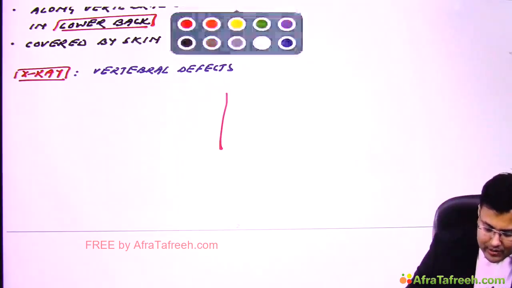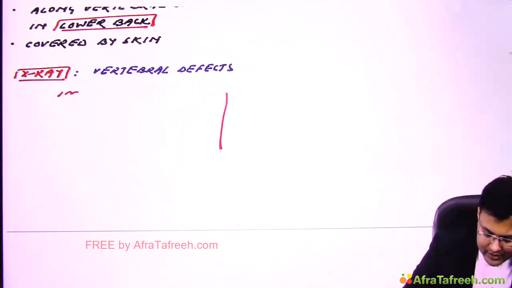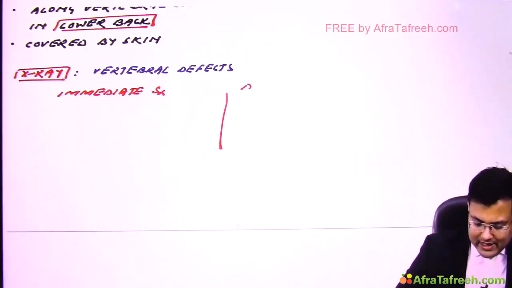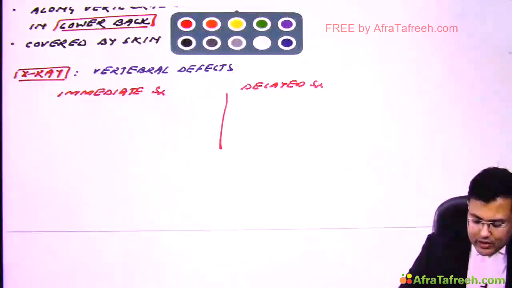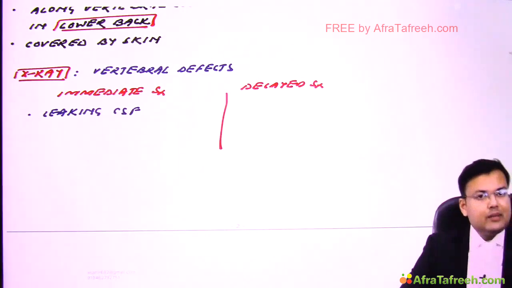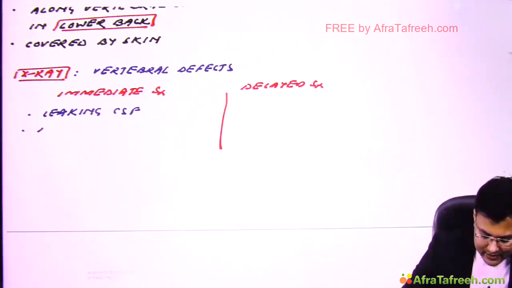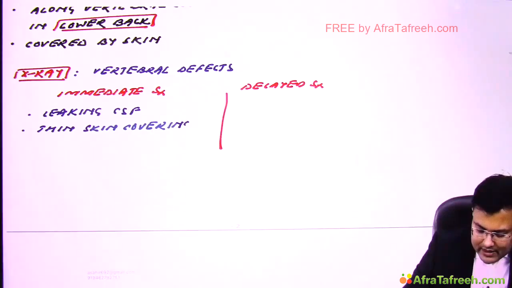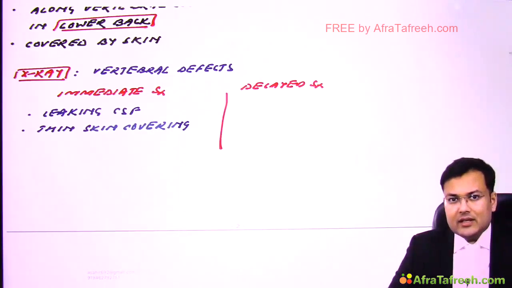So what are the treatment options? Either we can go for immediate surgery or we can go for delayed surgery. The patients who are having leaking CSF, or the patients who are having thin skin covering, in both of these cases there is increased risk of infection. That's why immediate surgery is required.